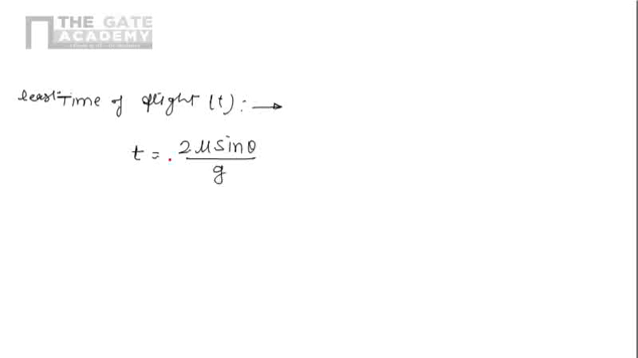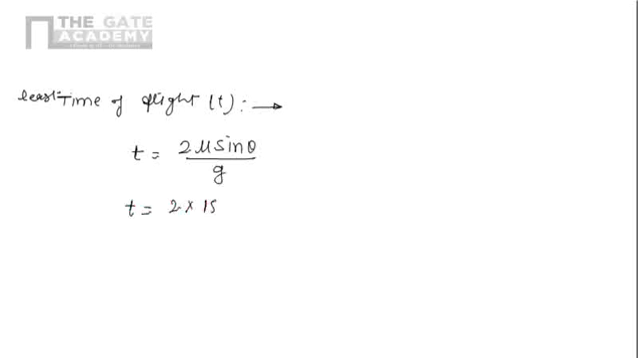Now the time of flight, or we can say the least time of flight, because it will be based on the least angle of projection. Time of flight t: we know t equals 2u sine theta by g.